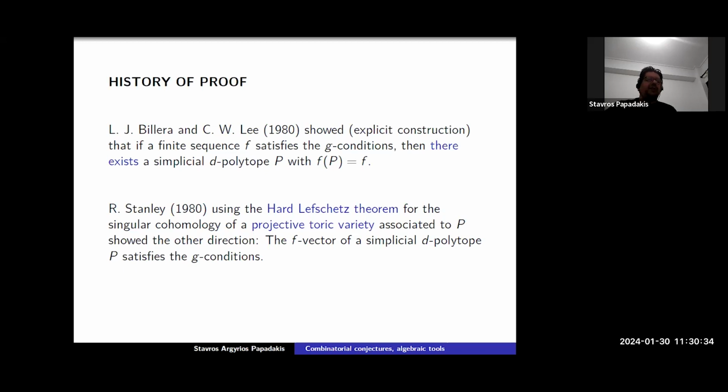Now, around the same year, Stanley, in a famous proof, using the Hard Lefschetz theorem that we will mention later, in a form for the singular cohomology of a projective toric variety associated to P, showed the other direction for simplicial polytopes, that the F vector of a simplicial d-polytope satisfies the G conditions. As I say, the second part of the talk will be about the Lefschetz properties.